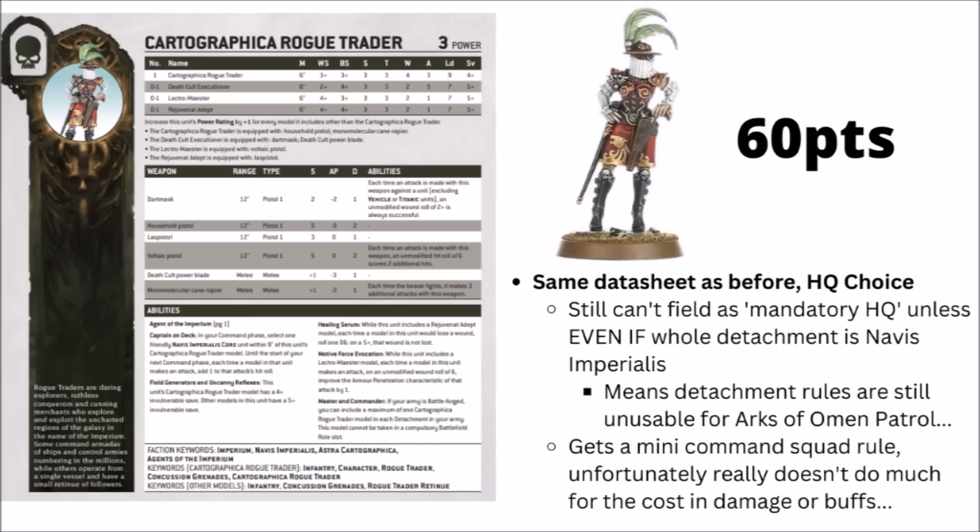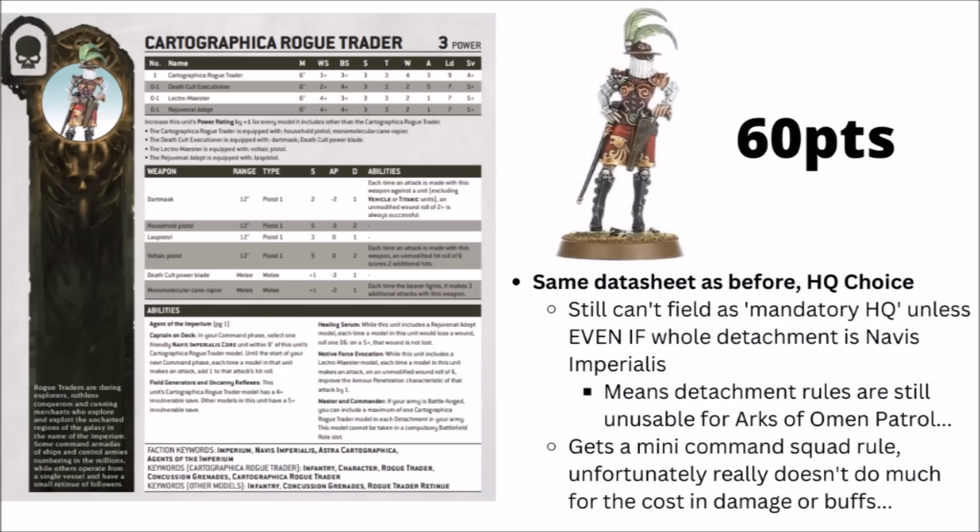Finally, we've got the Cartographica Rogue Trader, and again one of the ones where Games Workshop hasn't fixed an obvious error. As we talked about, you can't field this one as a mandatory HQ choice, even if the detachment is Navis Imperialis, which means that overall we can still never field an Arks of Omen Agents of the Imperium patrol due to the other restrictions. In general, I don't think that you'd really want to add this in as an auxiliary support or an HQ choice unless you're just doing things for fun and fluff purposes.